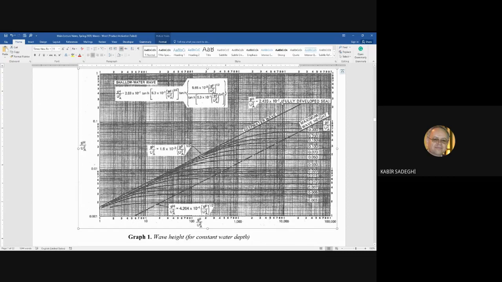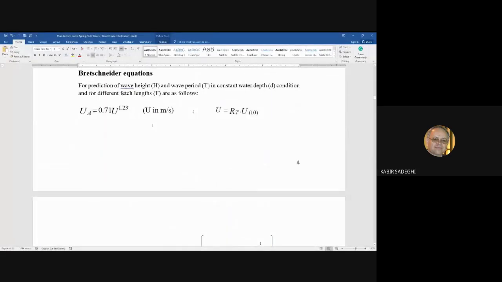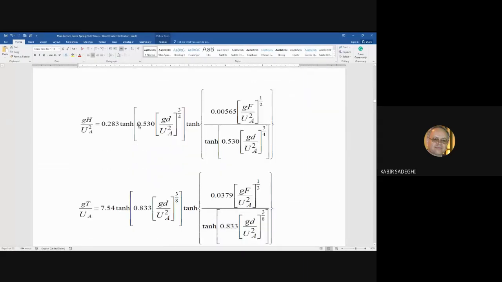And you see that at the top left, it's written for fully developed seas. So we gave the formula. In the other one, you see gH over 1.6. You have solved all of these categories in the formulas that we had. Therefore, if you consider this one, gH over UA squared, the top one, equals 2.83 times 10 to the minus 3. Let me show you where you found that. You had this one for non-deep water. This was the first equation.